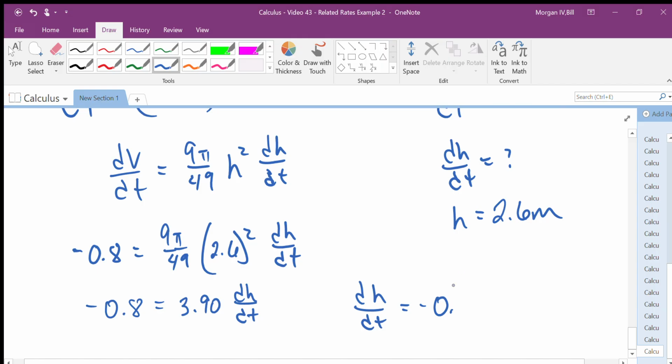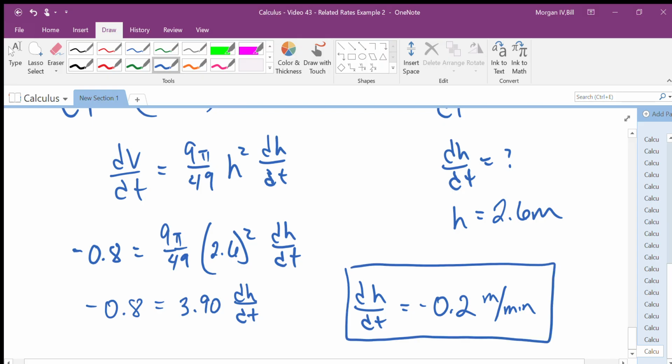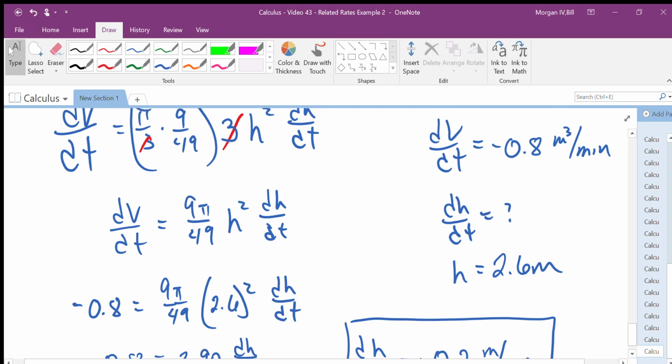Although if I'm doing significant figures here, we'll maybe leave it at negative 0.2. The unit here is the rate of change of the height, that is, in this case, meters per minute. We were in minutes here. So the height will change by negative 0.2 meters per minute. In other words, the water level will decrease at a rate of 0.2 meters per minute, whenever the volume is leaking out at 0.8 cubic meters per minute.